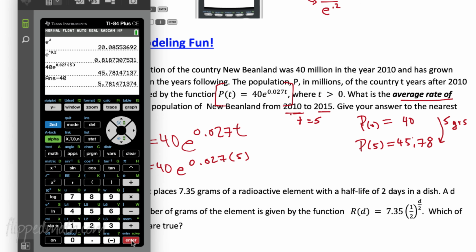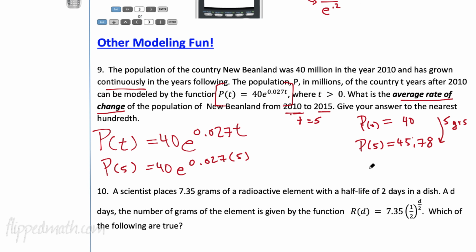And if we want an average rate of change, that's another word for slope. We can use the slope formula. We subtract the y's, we subtract the x's, but we just need to divide by 5 because it's been 5 years, and it tells us 1.156. So let's write that down.